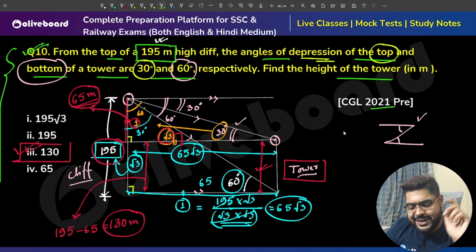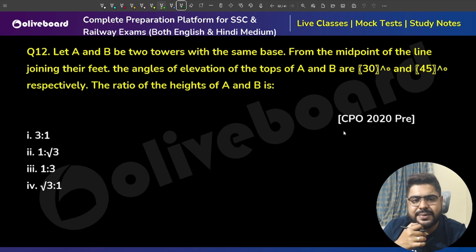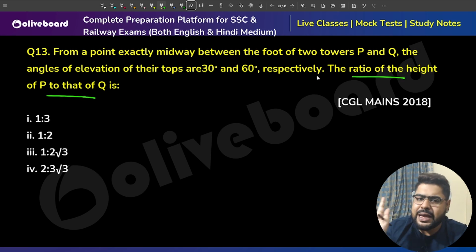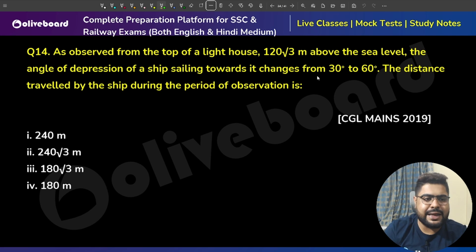Okay, sir. So let's do one more question. Again, the same type of question. You see the ratio from the midpoint they have given, so we can figure it out. We have just done one question like this.